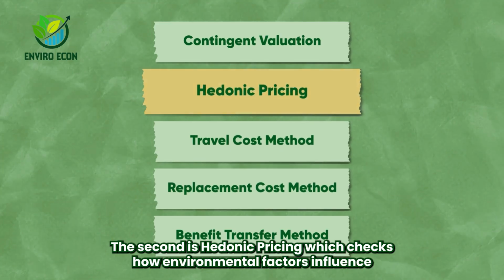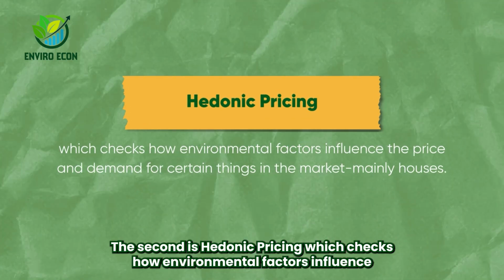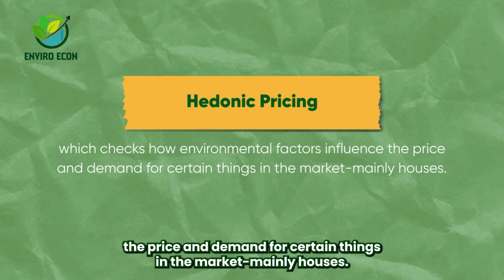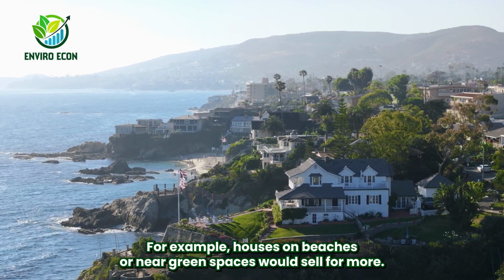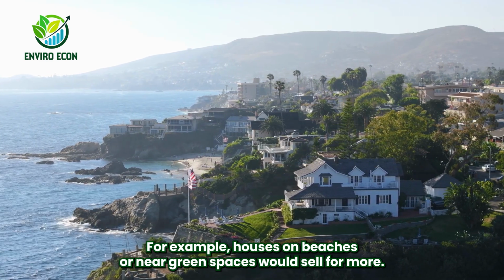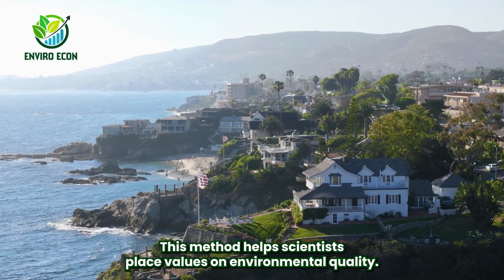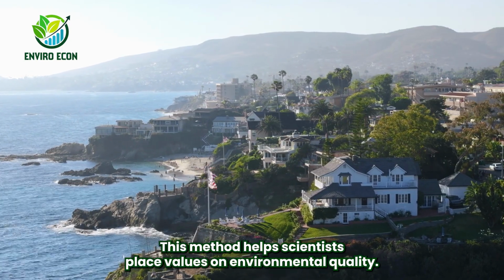The second is hedonic pricing, which checks how environmental factors influence the price and demand for certain things in the market, mainly houses. For example, houses on beaches or near green spaces would sell for more. This method helps scientists place value on environmental quality.